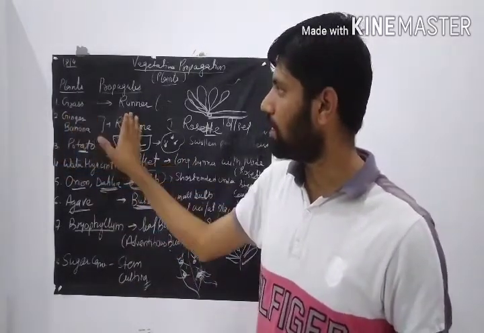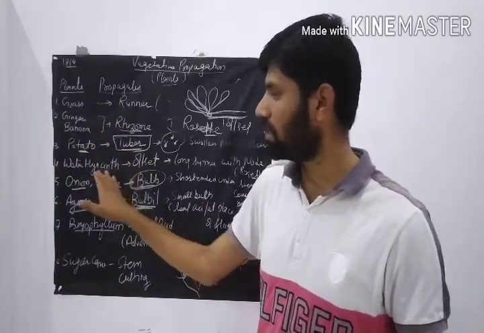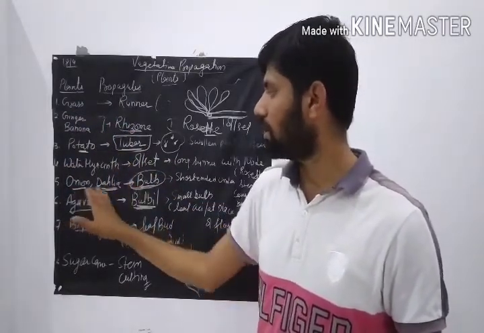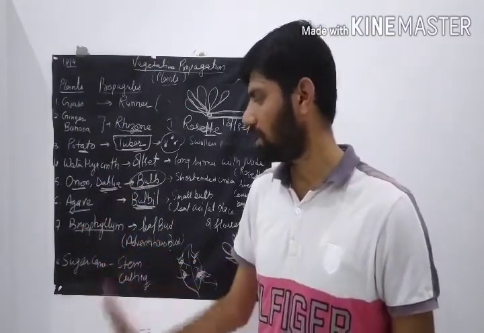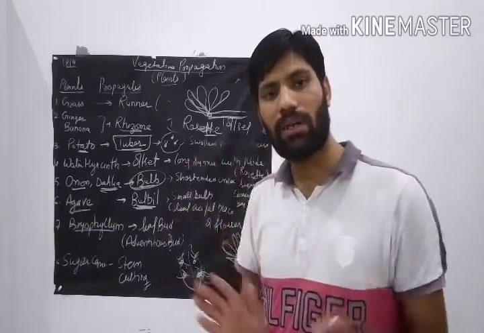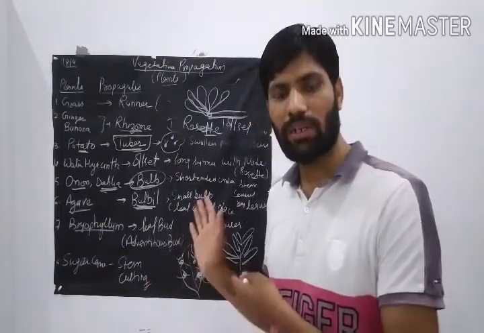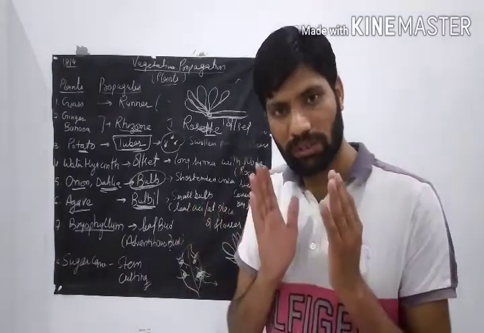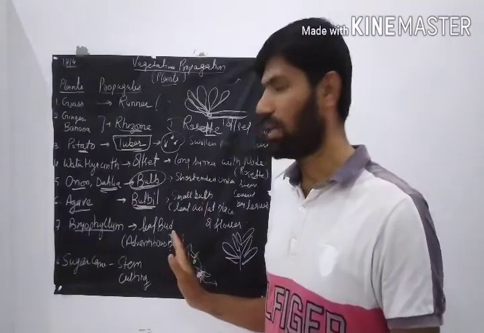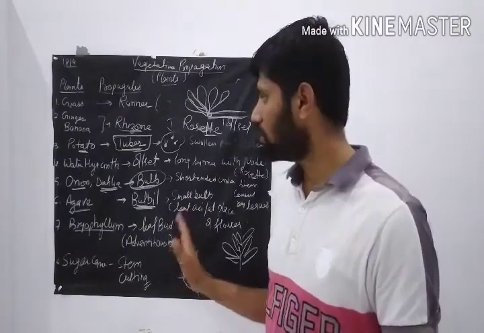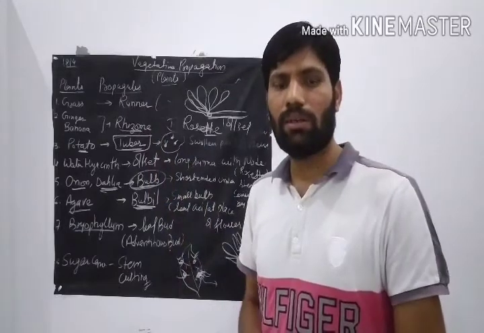So runner in grass, rhizome in ginger and banana, tuber in potato, offset in water hyacinth, bulb in onion and dahlia, bulbil in agave, leaf bud in bryophyllum, and setts in sugarcane. There are hundreds or thousands of examples of vegetative propagation, but we strictly have to follow only the examples given in NCERT. So that covers vegetative propagation and different types of asexual reproduction.